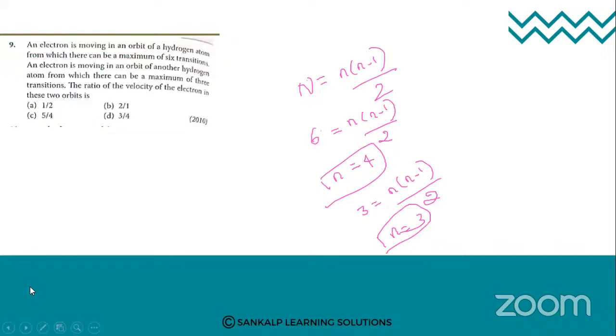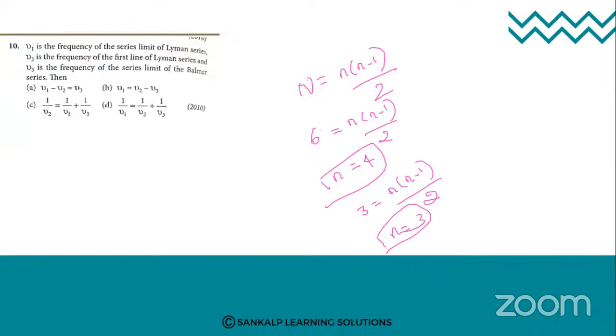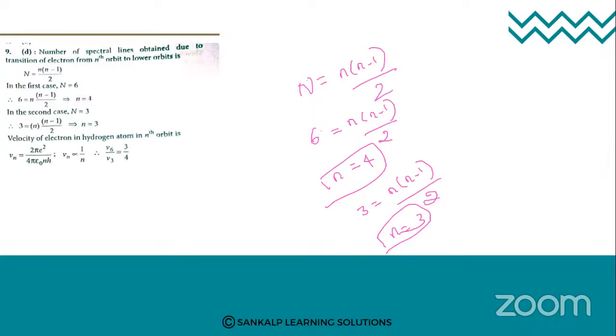In the question they are asking the ratio of the velocity of the electron in these two orbits. So here the velocity of the electron in the nth orbit is given as, you can copy down this, that is 2 pi e square upon 4 pi epsilon naught nh, that is the velocity in the nth orbit. So here if you see the formula, all the values are constant. 2 is constant, pi is constant, e is the charge of the electron, constant, 4 pi epsilon naught h, everything is constant.